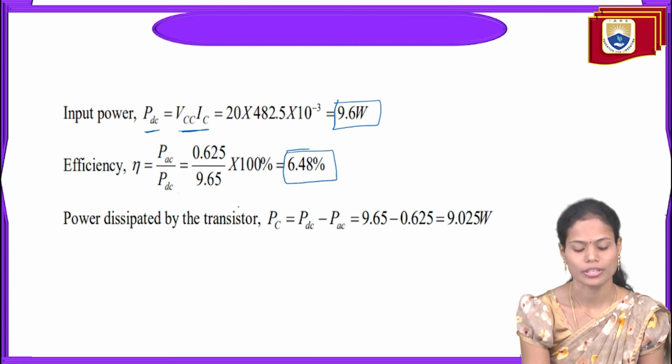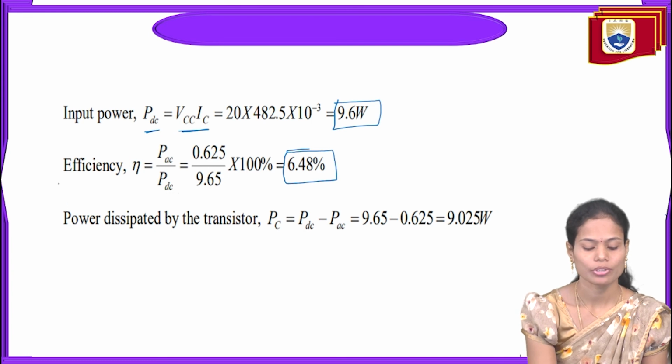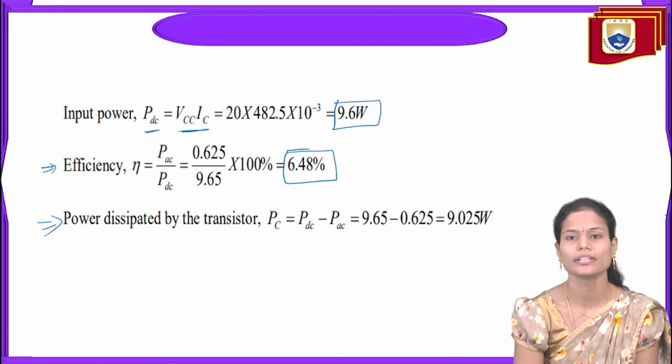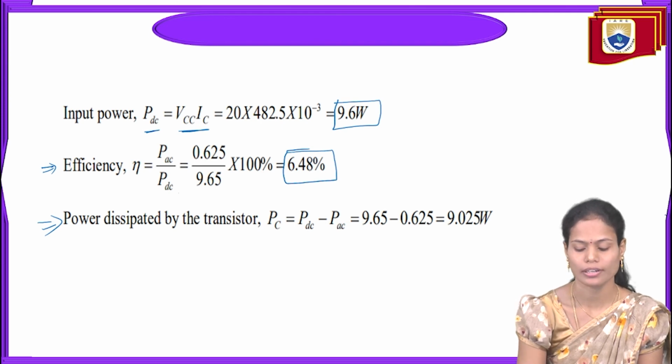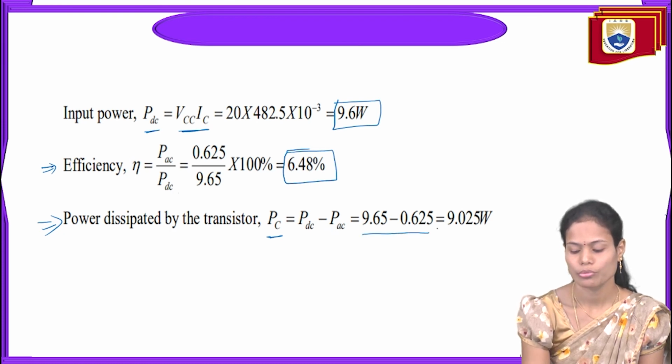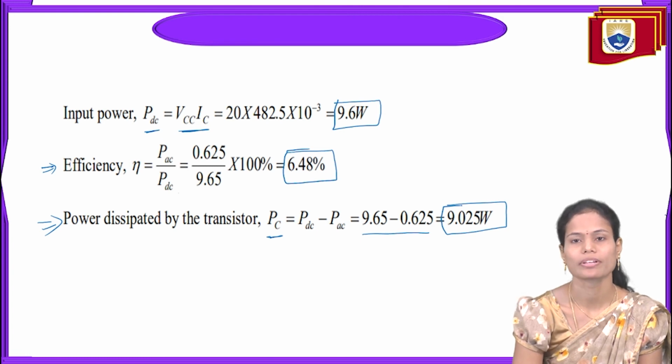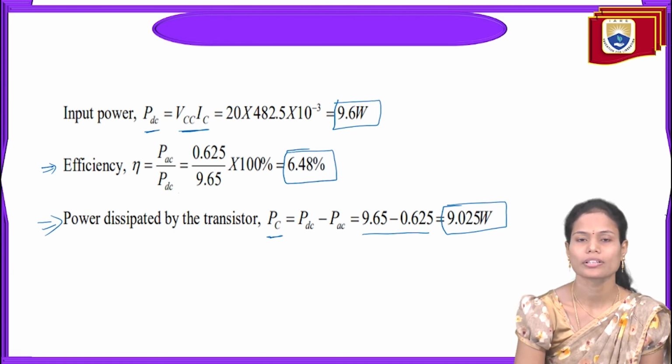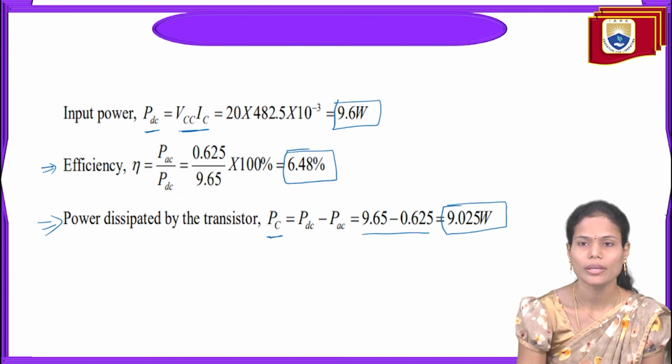And the next parameter we need to calculate is how much power is dissipated by the transistor across the collector. That is PC equal to DC power minus AC power. We substitute the two values, and we get 9.025 watts of power wasted across the collector of the given power amplifier. So in this way, we need to calculate the parameters from the given parameters of the power amplifier.